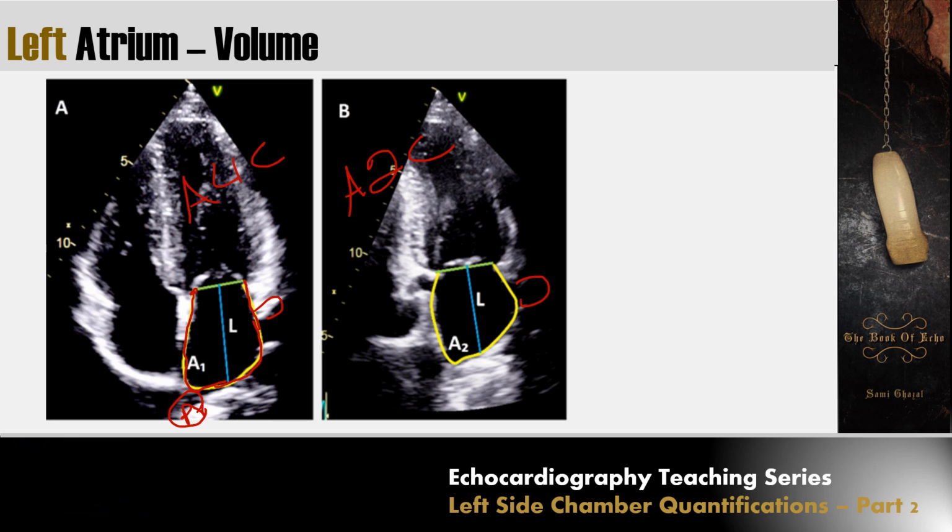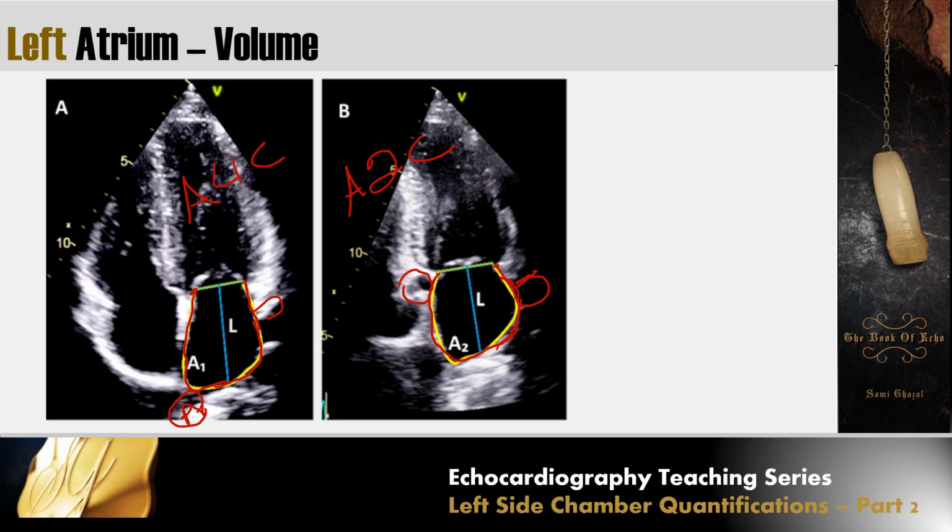Similarly here. So this is the coronary sinus. Make sure you don't include it in your measurement, and you trace the left atrium and also exclude the appendage. This is the appendage here, so you exclude it and you stop at the insertion point. Again, you do it at end of systole where the LA is at its largest size.